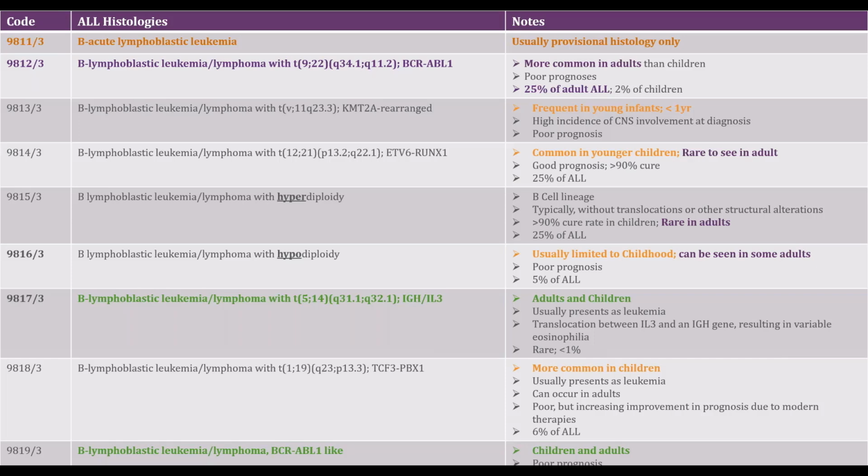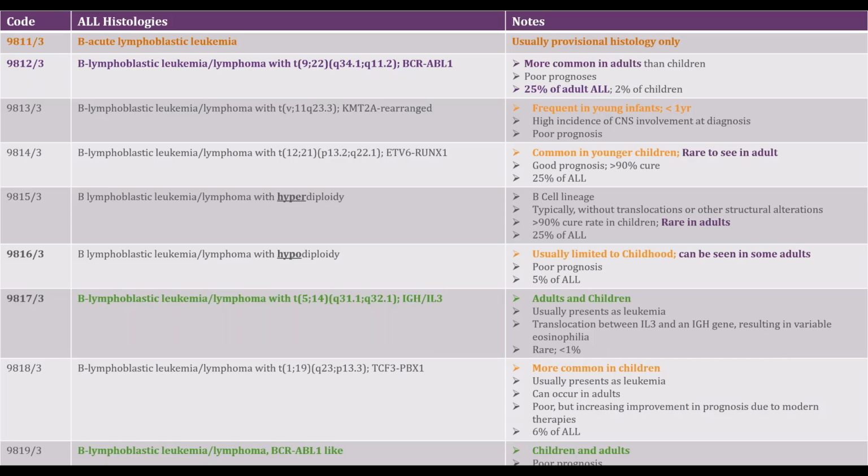But again, I do want to point out that 9811/3, B acute lymphoblastic leukemia, is really a provisional histology. You don't want to use that unless there was absolutely no genetic testing, or a genetic testing that maybe the patient was positive for, but we don't have a specific histology for. So you want to be really careful with that. Most of the time, you should have one of these specific histologies.